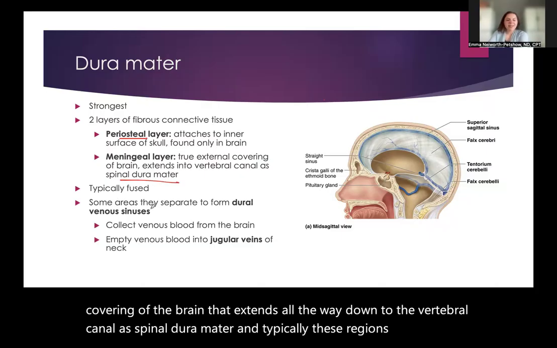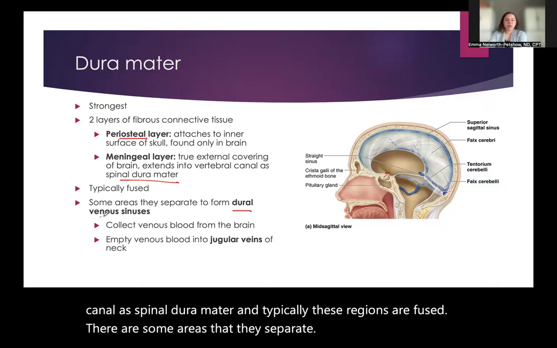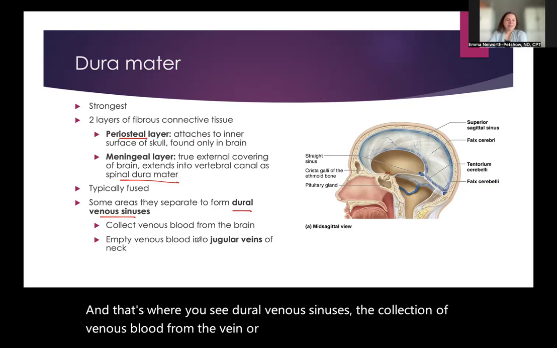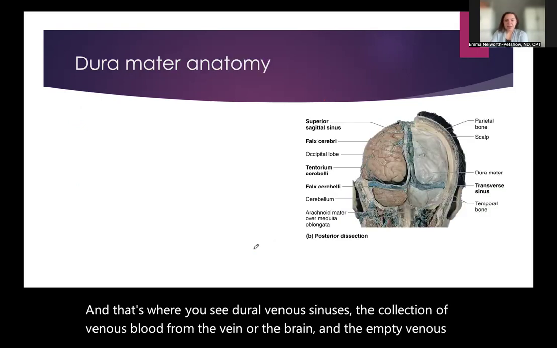There are some areas that they separate, and that's where you see dural venous sinuses, the collection of venous blood from the vein or the brain, and they empty venous blood into the jugular veins of the neck.